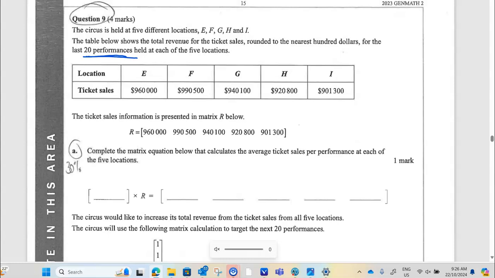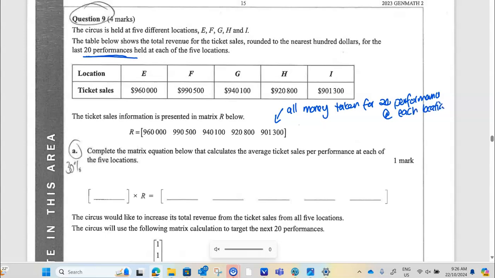The ticket sales information is presented in matrix R. So here you've got all the total sales. This is all the money taken for the 20 performances at each location. Okay, so that's that.